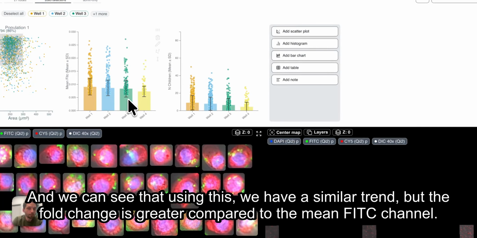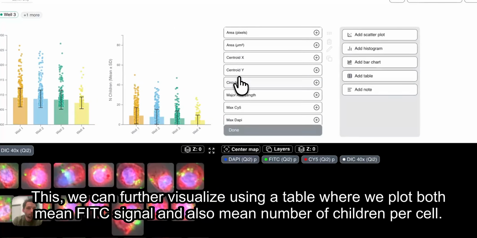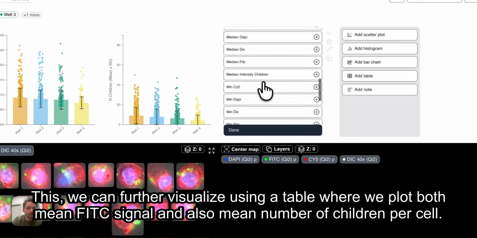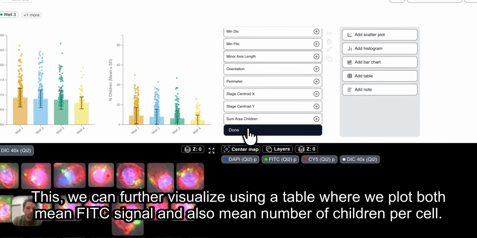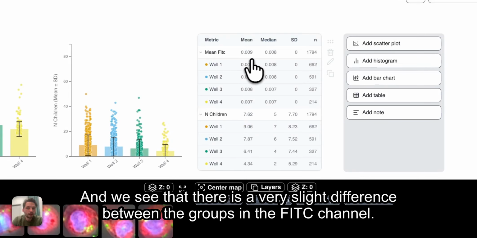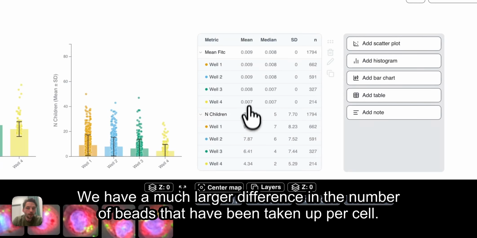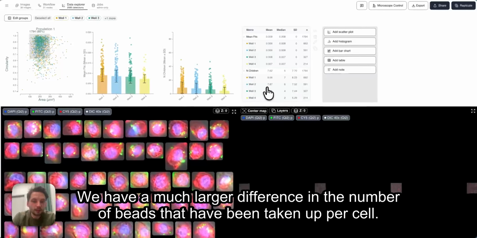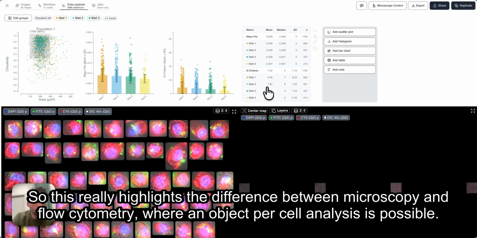the mean FITC channel. This we can further visualize using a table where we plot both mean FITC signal and also mean number of children per cell. And while we see that there is a very slight difference between the groups in the FITC channel, we have a much larger difference in the number of beads that have been taken up per cell. So this really highlights the difference between microscopy and flow cytometry, where an object per cell analysis is possible.